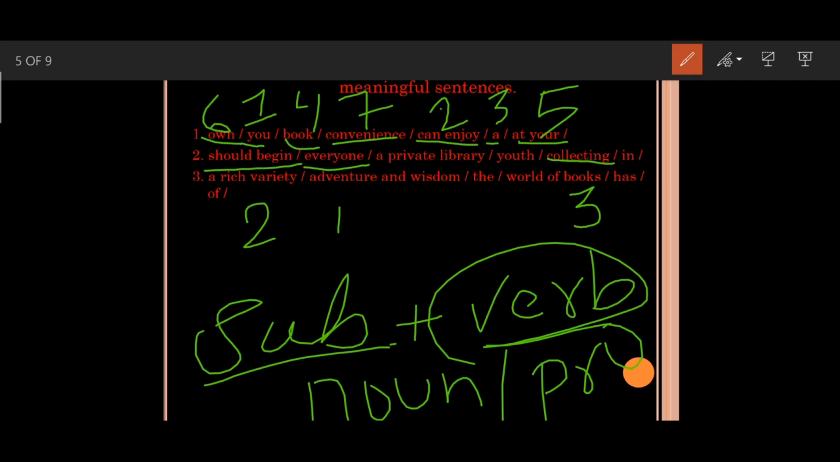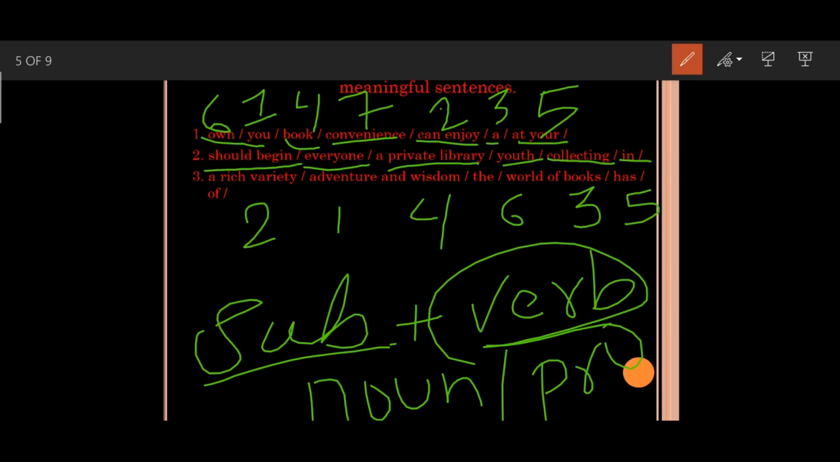So everyone should begin collecting. Collecting what? When you are saying collecting what, I have the answer right here. What? A private library. Yes. 4. And only 2 words are left. So everyone should begin collecting a private library. Youth, in. So if you use youth first, that will be incorrect. So everyone should begin collecting a private library in youth. That makes sense. So that is a sentence.